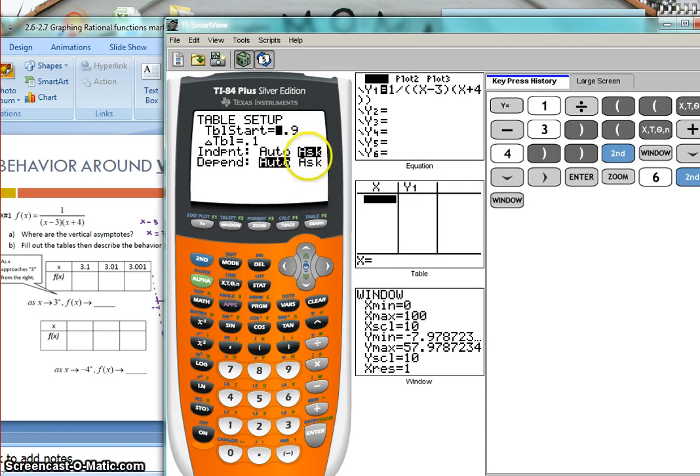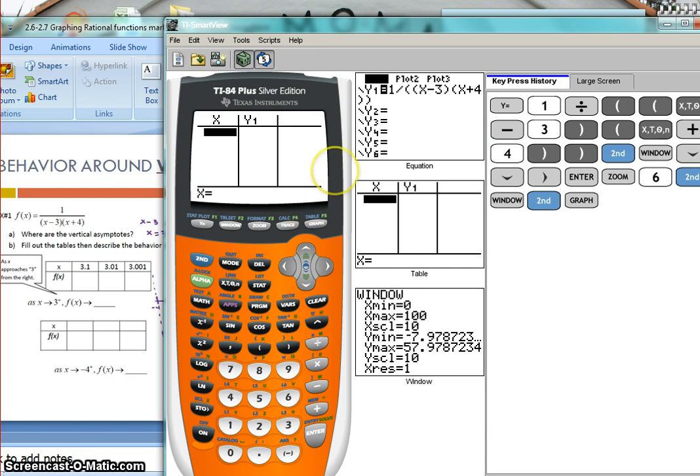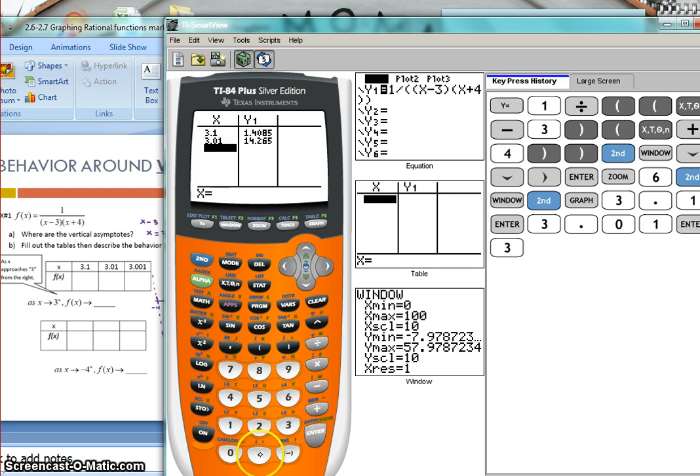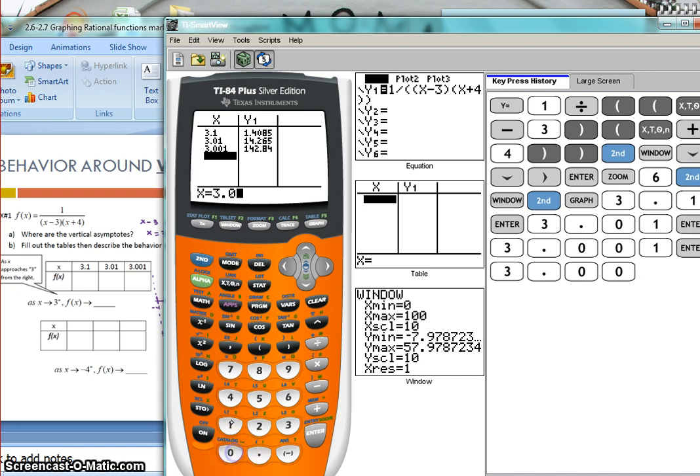Okay, so now that we have the calculator in ask mode, we are going to press second, table. So we're going to go to the table menu and it's ask mode. So we can put in the values 3.1 and we can get what the y values are. So we have 1.4 goes there, 3.01, 3.001. So these numbers are getting closer and closer to 3, and we can continue to go closer to 3. And we notice that these numbers are getting bigger and bigger and bigger.